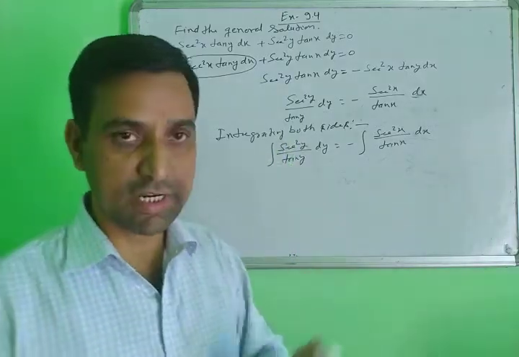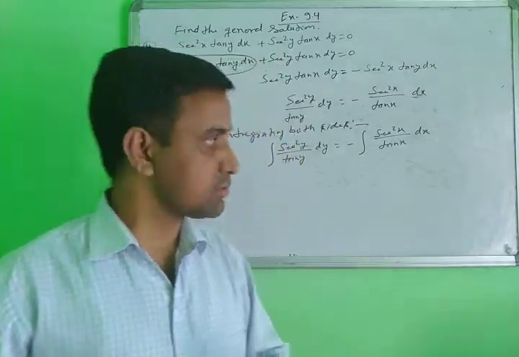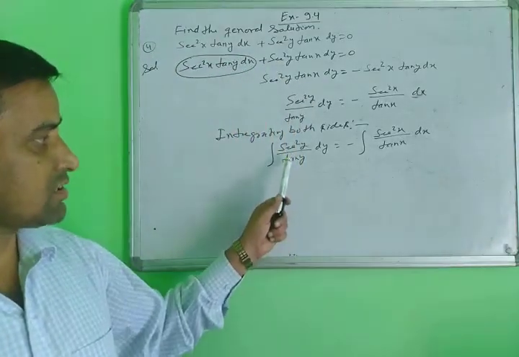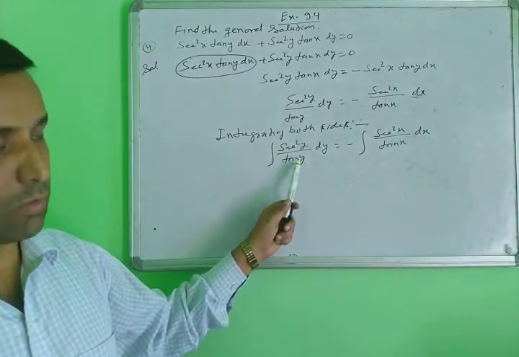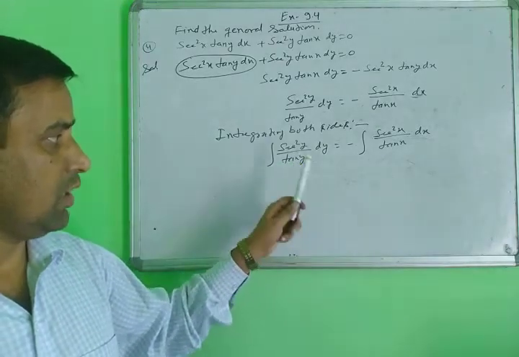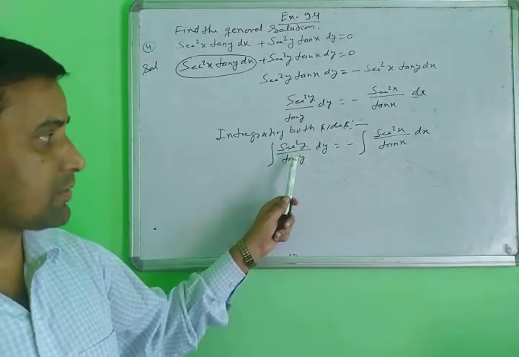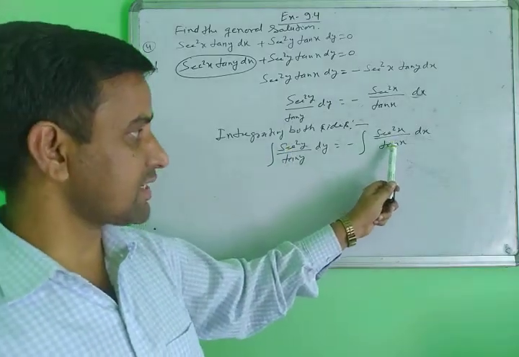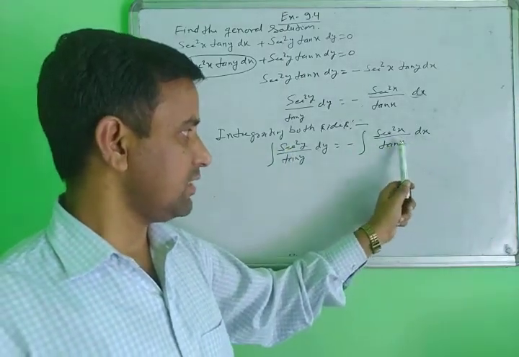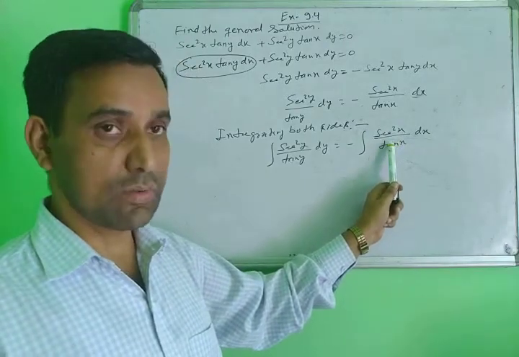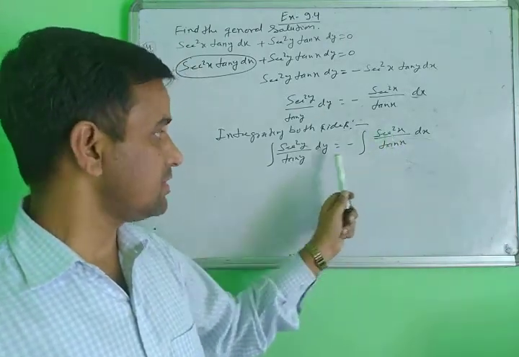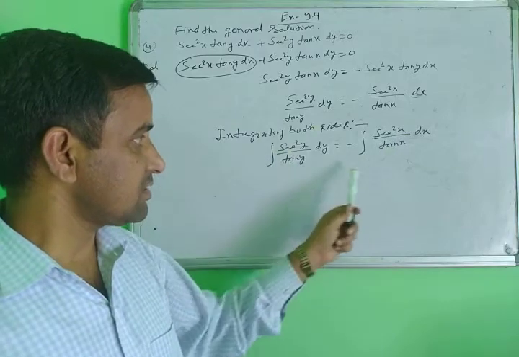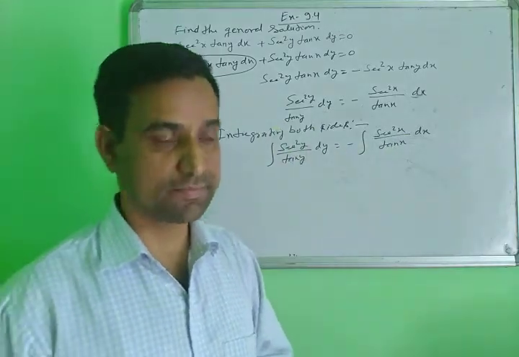So how to integrate? First of all you will substitute. Suppose tan y equals t, then the differential of tan y is sec square y. Same thing here, suppose tan x equals u, then the differential of tan x is sec square x. So this integration requires the substitution technique.